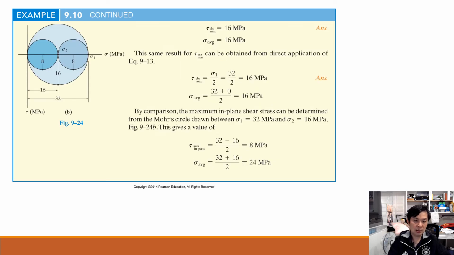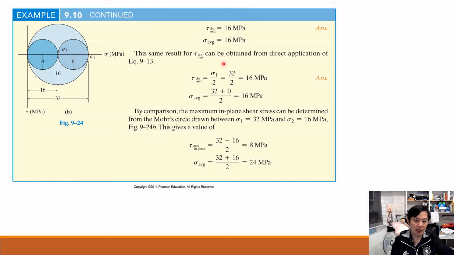Okay, here is the condition we try to see. Sigma 1 is 32, sigma 2 is 16, and 0 for the other one. Once we have this condition, then we have these three circles. The biggest one would be sigma 1 together with 0. We get a big circle with a diameter of 32. The radius would be 16, so that would be our absolute maximum value.